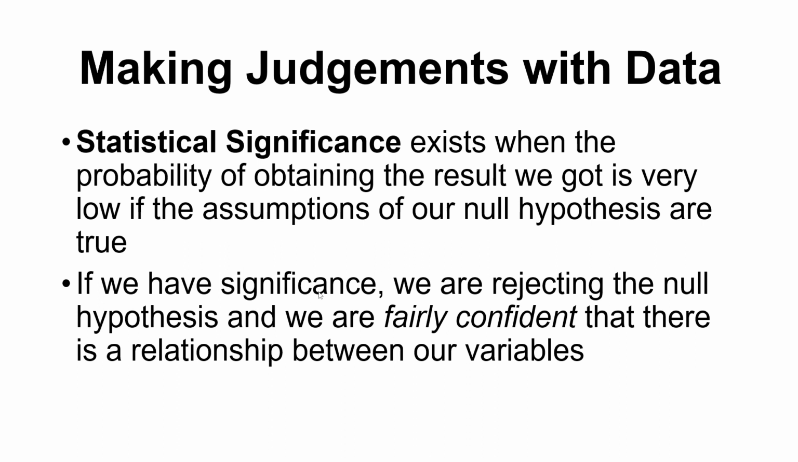So if we say that there is significance, or if there is a significant difference, we reject the null hypothesis, and we say that we are fairly confident that there is a relationship between our variables. We are going with our alternative hypothesis, and we're saying that yes, there is a relationship here. Yes, there is a difference between these two groups.